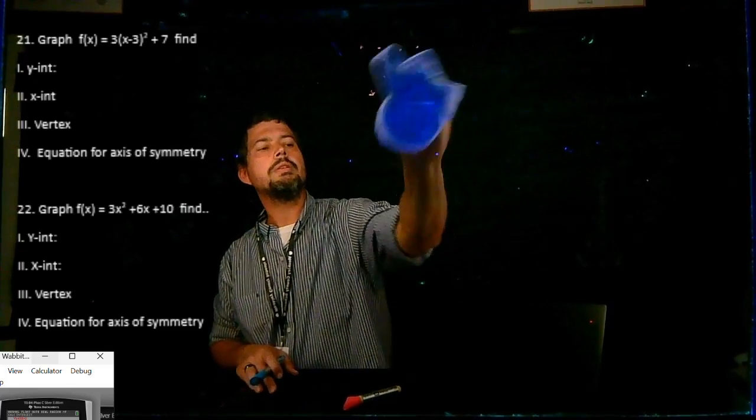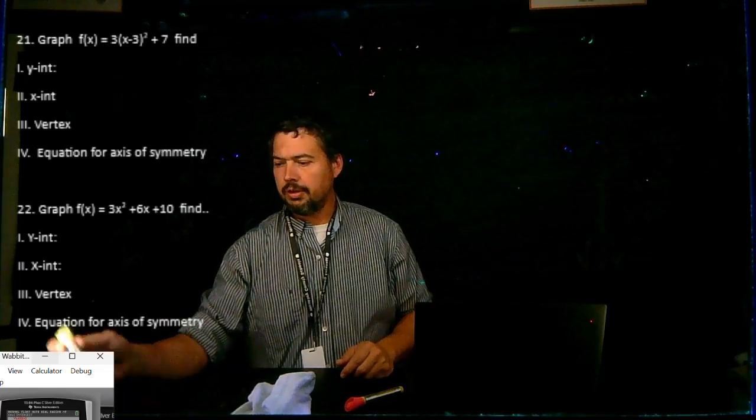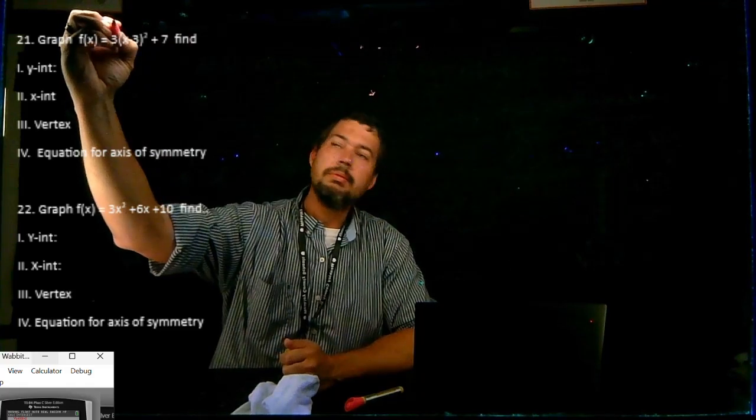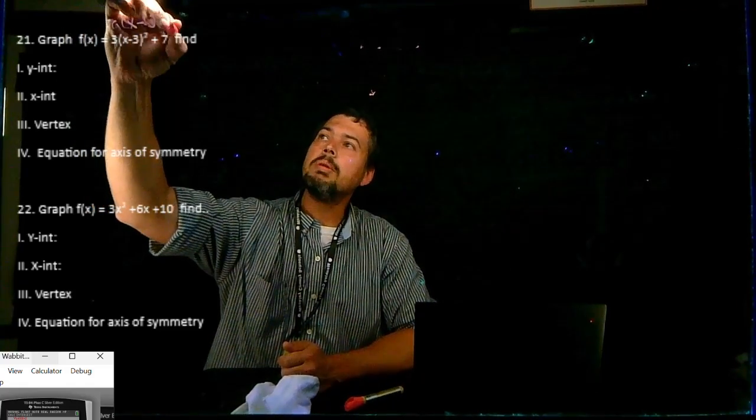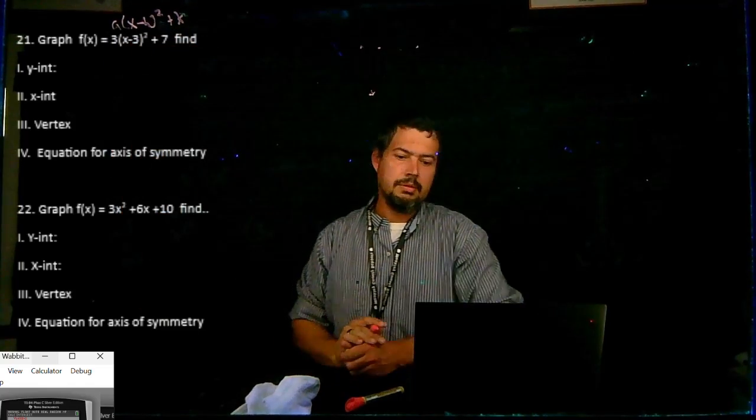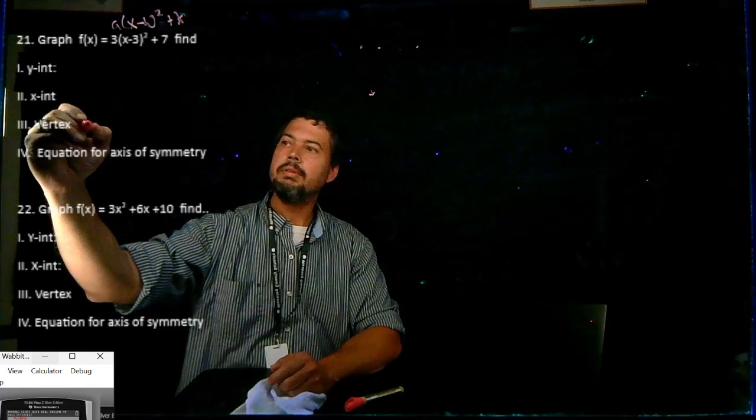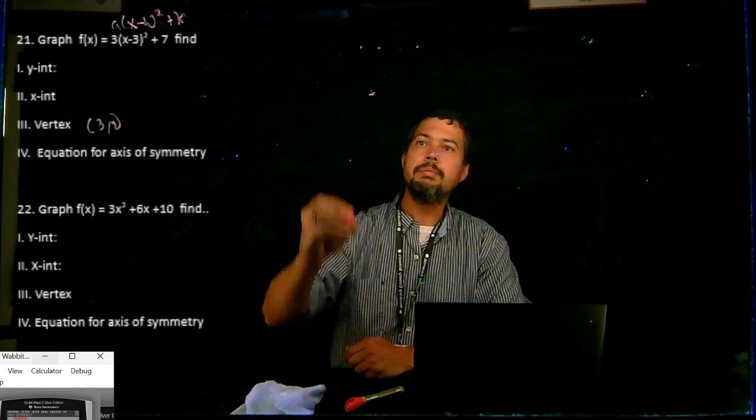So maybe you can figure some stuff out. The one you're given is in what we call vertex form. It's in the form a times (x minus h) quantity squared plus k. So I know that my vertex is at positive 3, 7. And that's a good place to start, right?